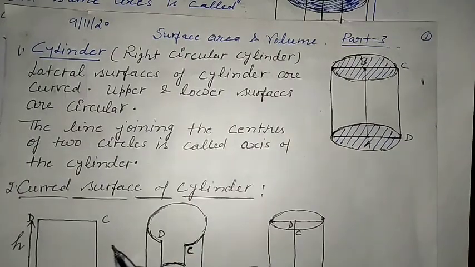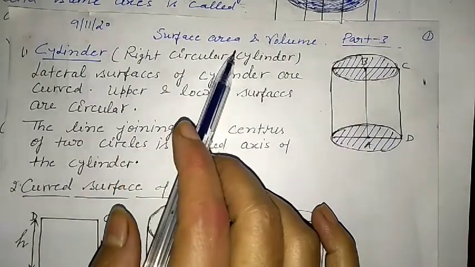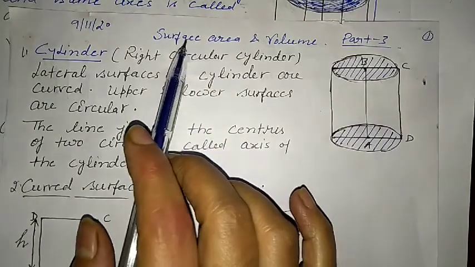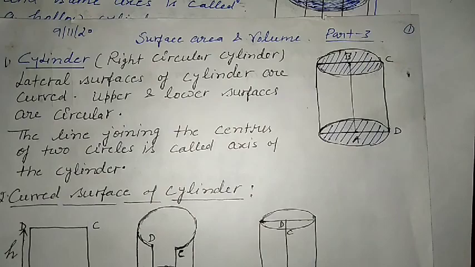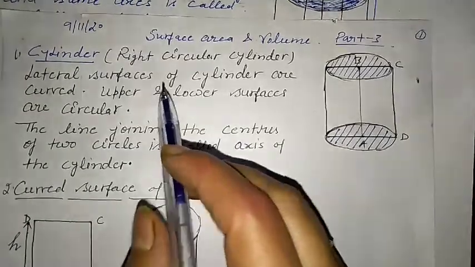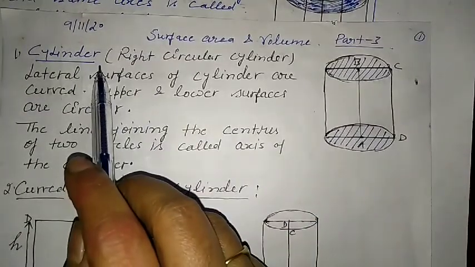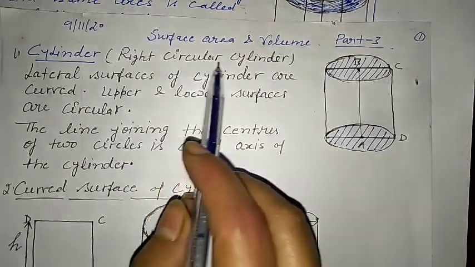Today we are going to discuss the chapter surface area and volume. In the last video we already discussed the cuboid and its volume. So in the series of this, the next solid figure is the cylinder, or we can say the right circular cylinder.